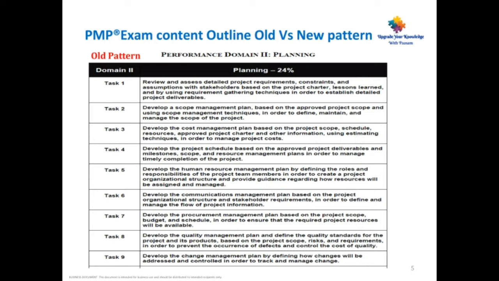Task 5 is the resource management plan. Task 6 is to develop the communication management plan based on the organization structure and stakeholder requirements. Task 7 was to develop the procurement management plan. Task 8 is to develop the quality management plan, and the final task 9, develop the change management plan by defining how changes will be addressed and controlled in order to track and manage changes.